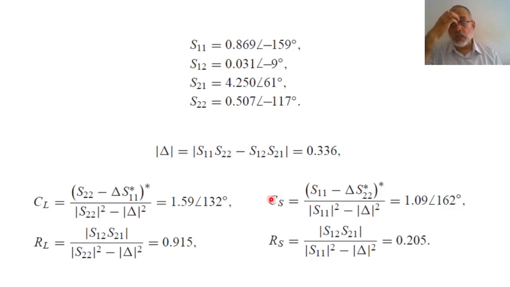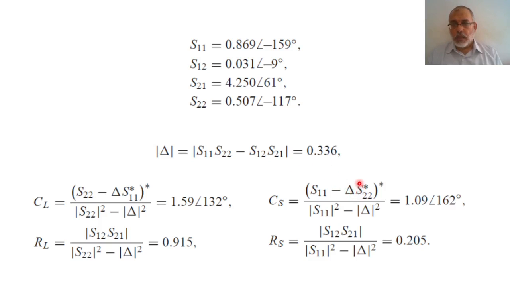In a similar way, we are going to calculate the source impedance circle. The center of the source impedance circle, as we have mentioned in the previous video, is S11 minus delta S22 conjugate, all of them conjugate, over S11 squared minus delta squared. Actually, I'm not talking about magnitude, I'm talking about the complex value. Delta here is a complex value, not the magnitude only.